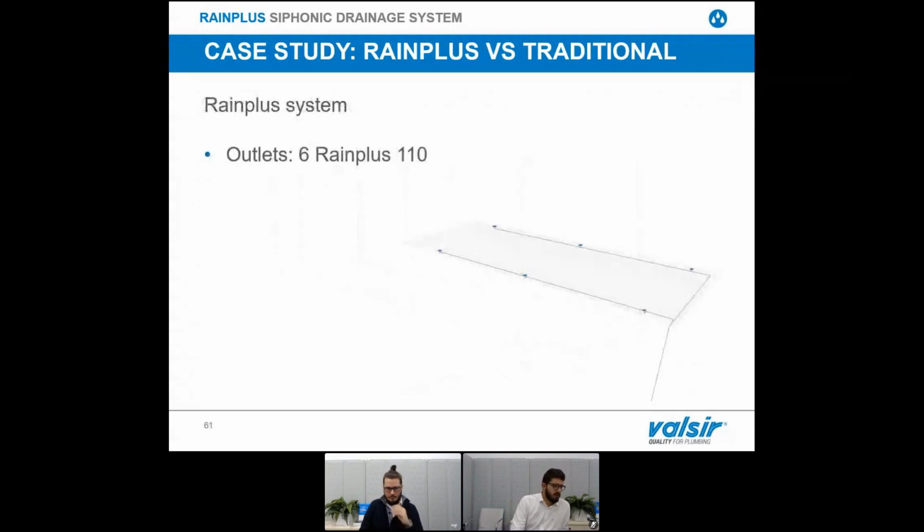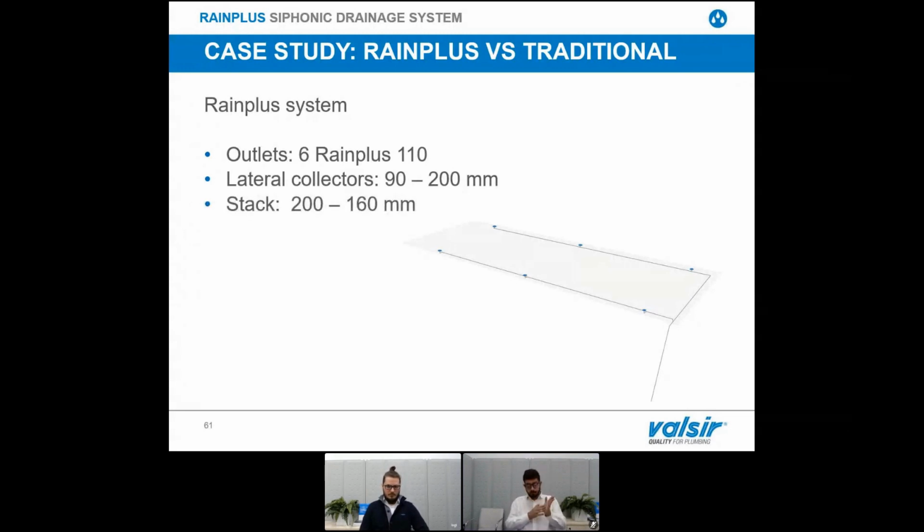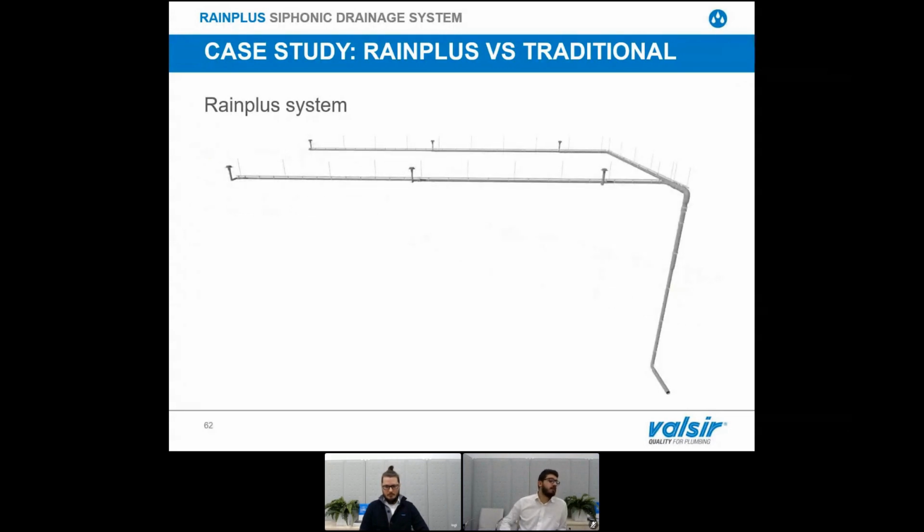But now let's see what we did in Cyphonic. First of all, we reduced from 10 to 6 outlets, exactly 40% fewer outlets. Then you have lateral collectors with much smaller diameters compared to the conventional system. In the conventional system, they went from 160 to 315. Here you go from 90 to 200, so completely different. And you see only one vertical stack with a diameter that, of course, is larger than the conventional ones, but it is only one.